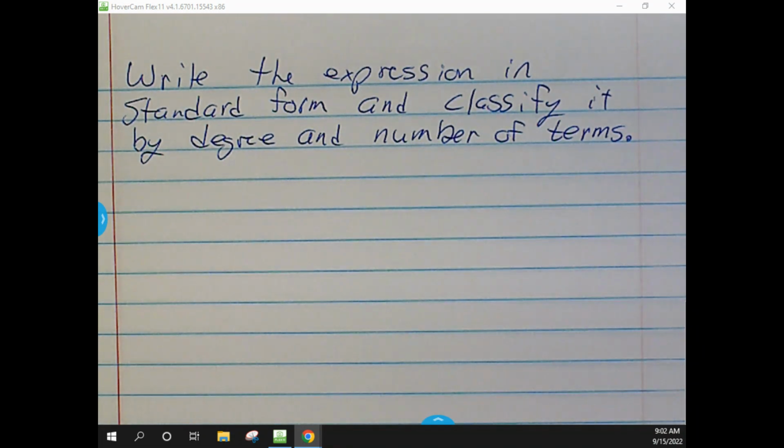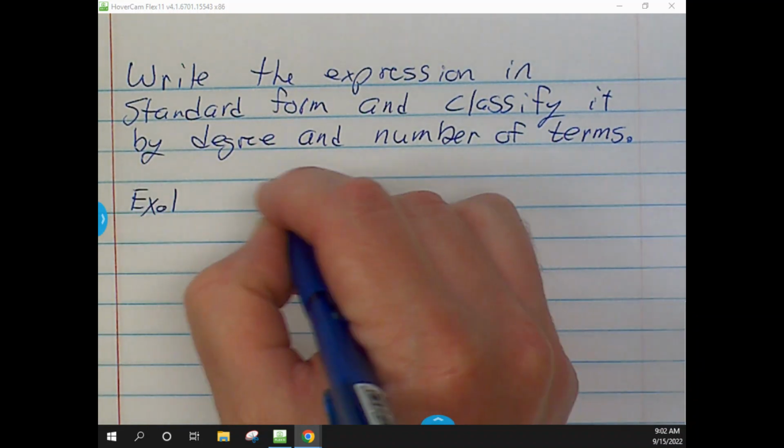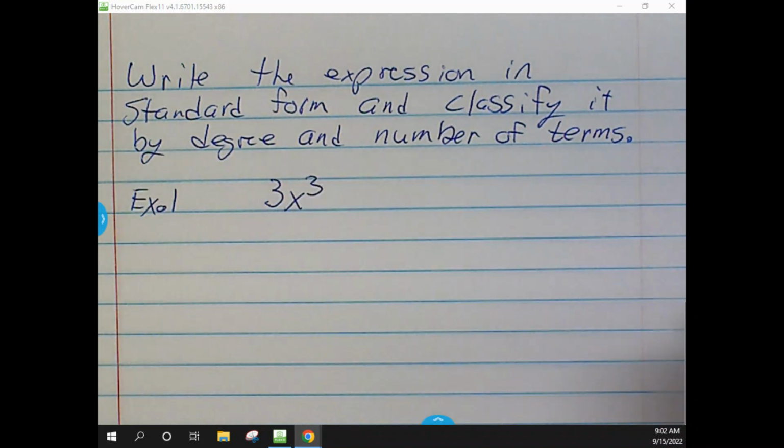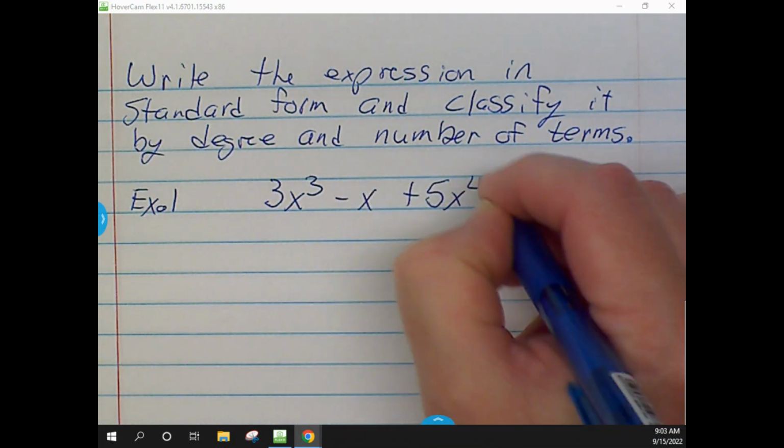And really, once you do that, you'll see how many terms it has, and you'll see what your degree would be. Because again, when you put it in standard form, the degree is going to be your first number that you have, which should be your highest power. I think all these are going to make them x, just to keep things simple. So we've got 3x to the third minus x plus 5x to the fourth.